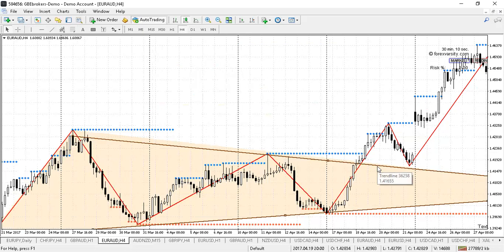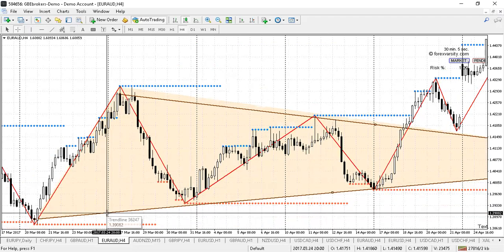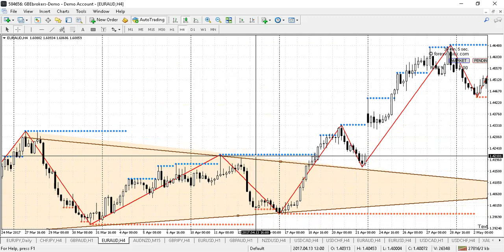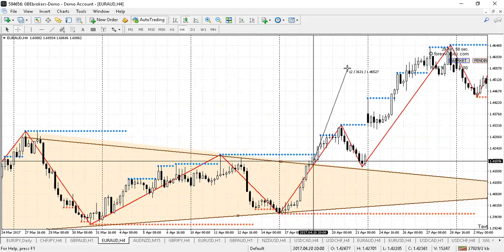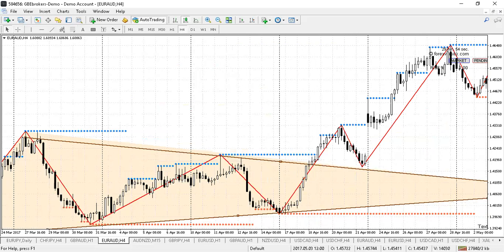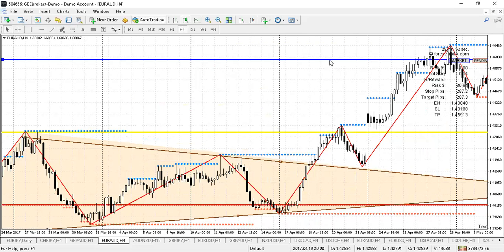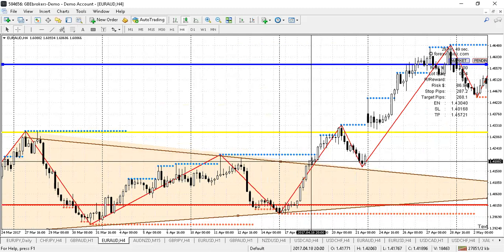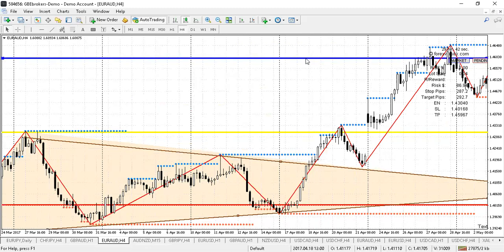And then when it breaks out of that particular shape, it should move the same distance. So if the height was 400 pips, then we look for a break and we measure up 400 pips upwards, and that would be our target. So from the break of the triangle up 400 pips, that would be our target.